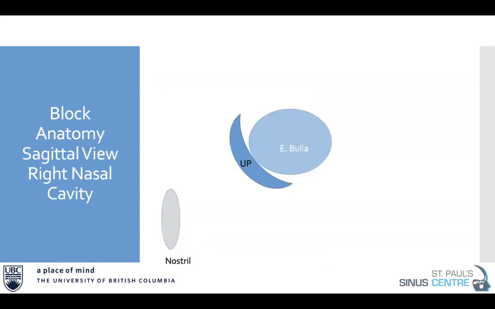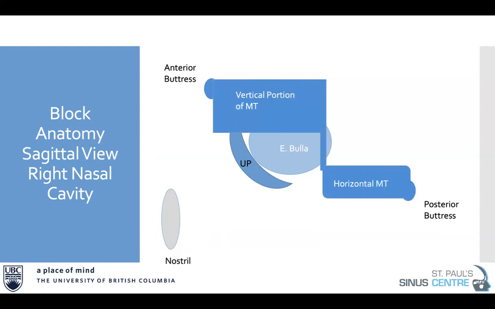Okay, so I just want to now really simplify things and do a line diagram for you guys. So this is looking at a sagittal plane. There's a nostril in the front. The uncinate process has been drawn in, and the ethmoid bulla has been drawn in. Okay. Now I've just added to that the middle turbinate.